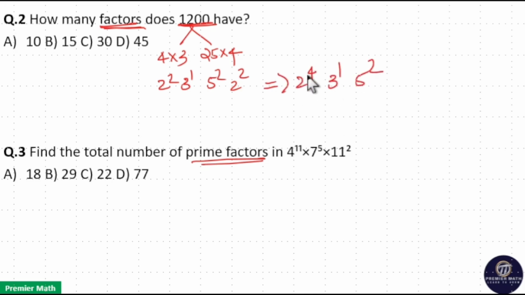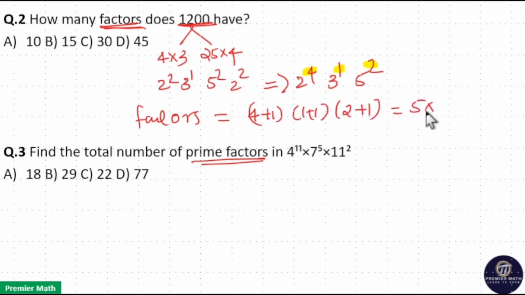Now to get the number of factors, take the powers of each, then add 1 to each of these powers, then multiply together. That is, the total number of factors of 1200 is equal to (4 plus 1) into (1 plus 1) into (2 plus 1), which is equal to 5 into 2 into 3, 30. So option C is your answer.